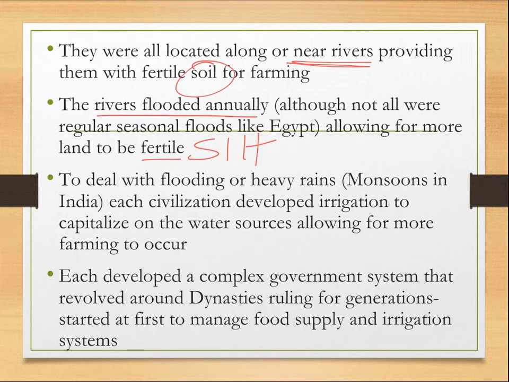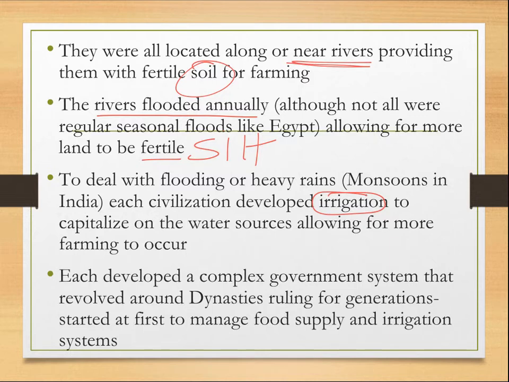Each civilization developed some ways to deal with flooding, and one of those ways was irrigation. Irrigation was digging canals or small ditches or almost creeks out from the river so that the water could get further out from the river into the fields and keep that soil fertile.